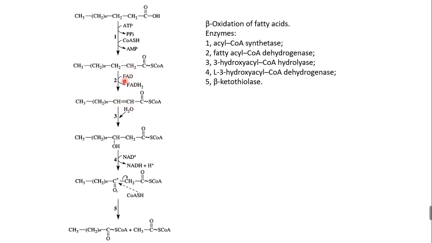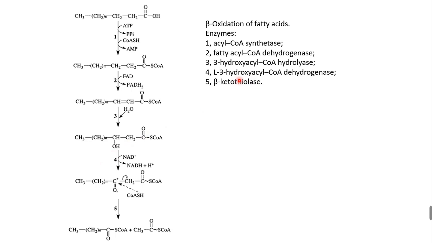And FAD is converted to FADH2 because it receives two hydrogens from carbons number 1 and number 2. Next, the third enzyme is 3-hydroxyacyl-CoA hydratase. This is for hydration, which means H2O is split into OH and hydrogen. The hydrogen is attached here, so that CH is converted to CH2, and the hydroxyl moiety is attached to the third carbon, so that CH is converted to CHOH.